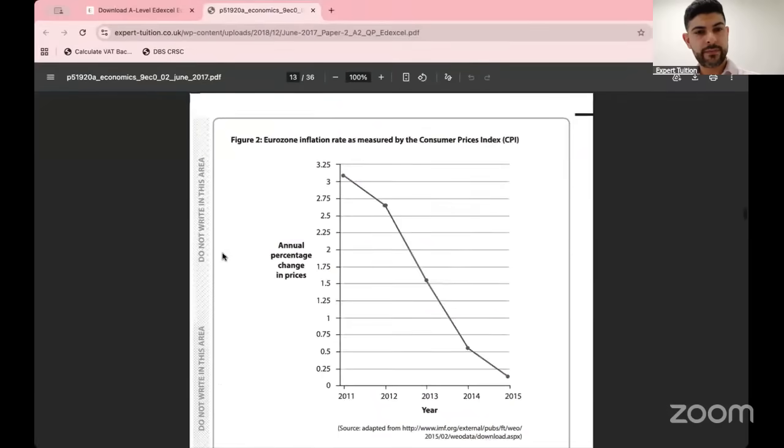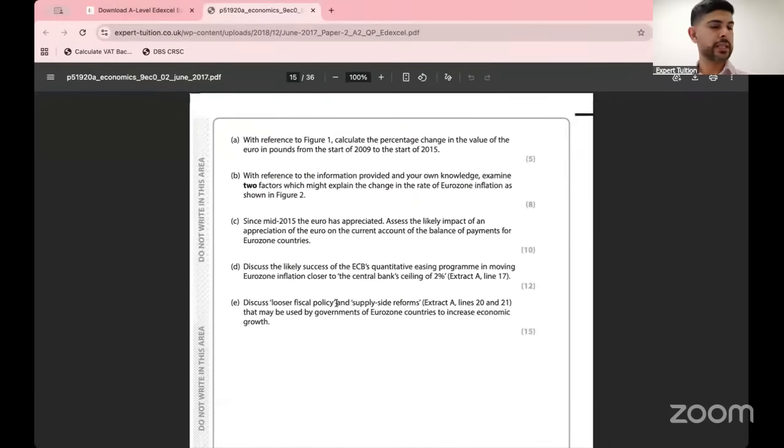Right. So here's the question. It says, discuss the likely success of the ECB's quantitative easing program in moving Eurozone inflation closer to the central bank ceiling of 2%. Cool. The clue, by the way, is the 15 marker. The 15 markers discuss looser fiscal policy and then supply side reforms that may be used by governments of Eurozone countries to increase economic growth, right? If they're clearly indicating that their economy is not growing, or growth rates are low, where are they likely to be? They're probably likely to be at spare capacity.